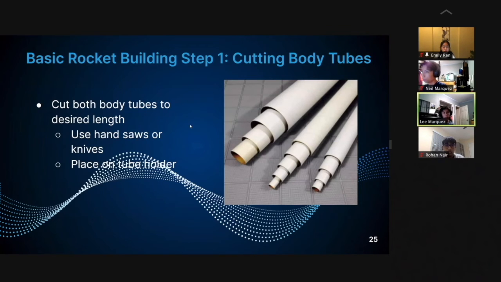For the first step, to cut both body tubes to desired lengths, we use hand saws, or we can use knives or X-Acto blades. And we use a box that has a V-shaped cut into it to hold the tubes in place while we're cutting them.